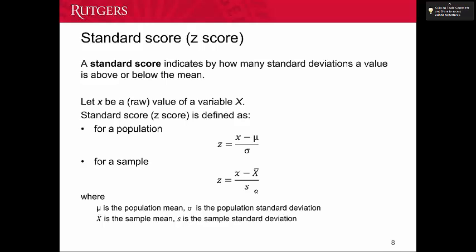These scores are very important in statistics and used frequently. What it tells us is how large or small an individual value is relative to the average value of the distribution. So we can use these formulas to calculate the Z-score.